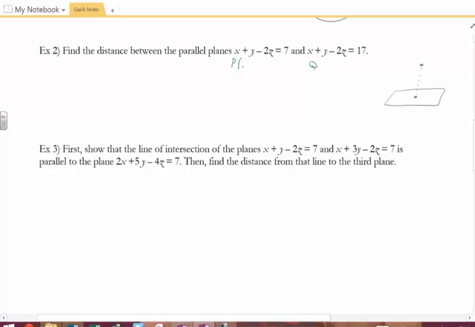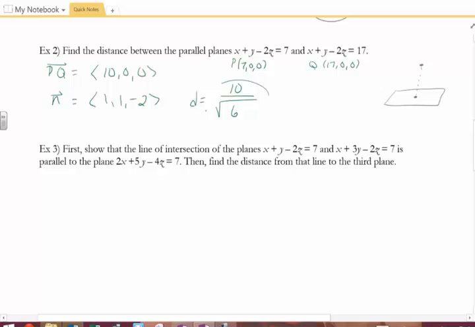So point P can again be 7, 0, 0. Point Q can be 17, 0, 0. So then vector PQ is the vector 10, 0, 0. And n would be the same vector for both of these, which is going to be 1, 1, negative 2. So the distance between them is going to be the dot product, which is 10, over the magnitude of n, which is square root of 6. Voila, distance between the planes.